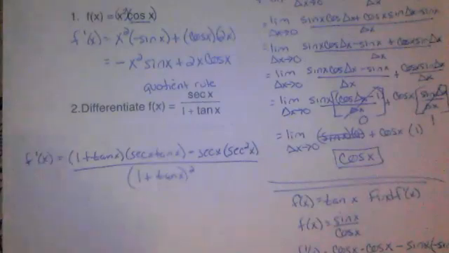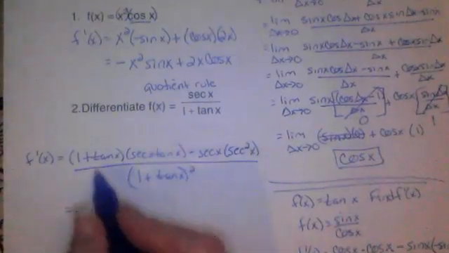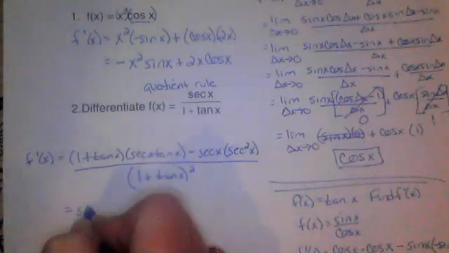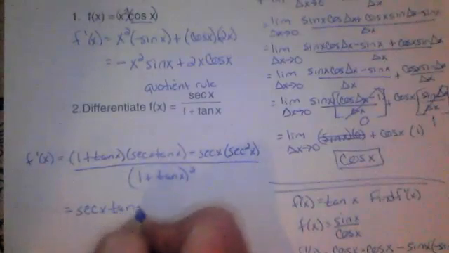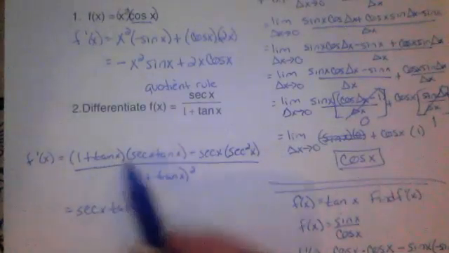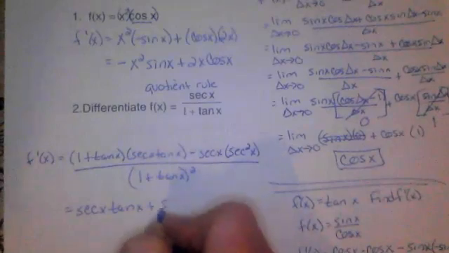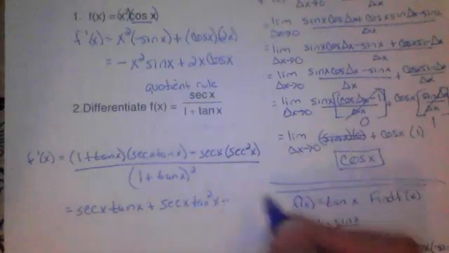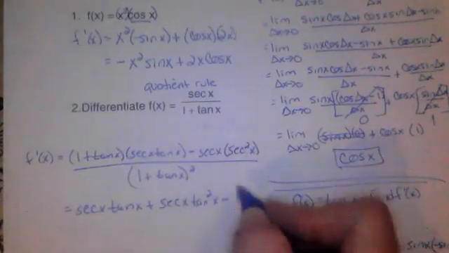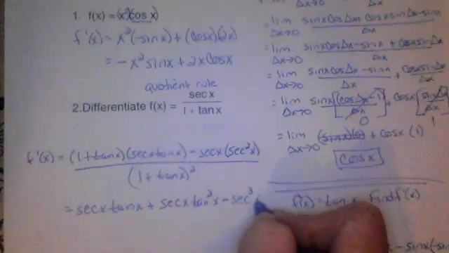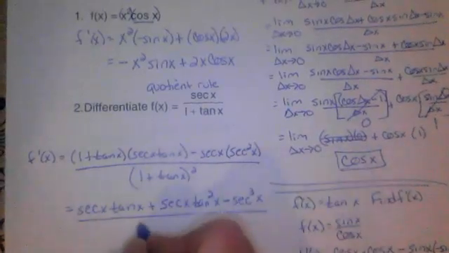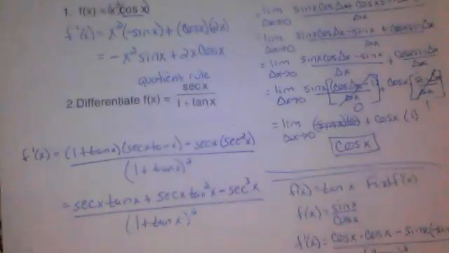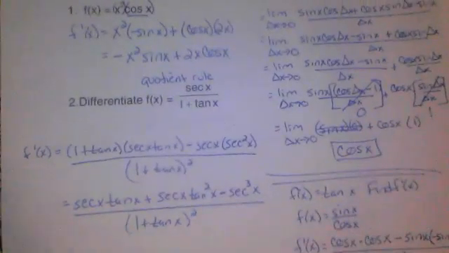All right. So I'm going to need to distribute this. Secant x tangent x times 1 is just secant x tangent x. And then secant tangent times tangent would be plus secant x tangent squared x. And then minus secant times secant squared, which is going to be secant cubed. All over 1 plus tangent x squared. And we'll leave it at that.